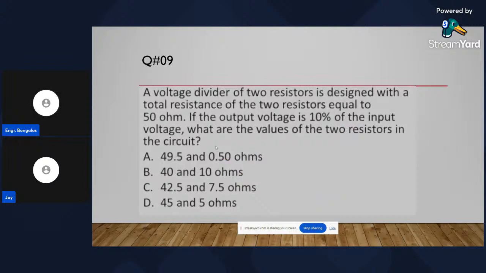Next tayo. So, a voltage divider of 2 resistors is designed with a total resistance of the 2 resistors equal to 50 ohms. If the output voltage is 10% of the input voltage, what are the values of the 2 resistors in the circuit? So, apply tayo dito ng voltage division theorem.